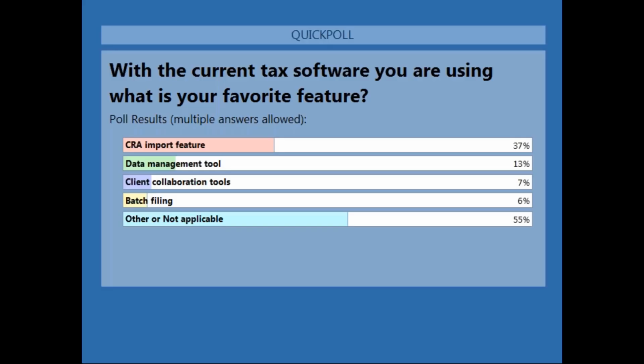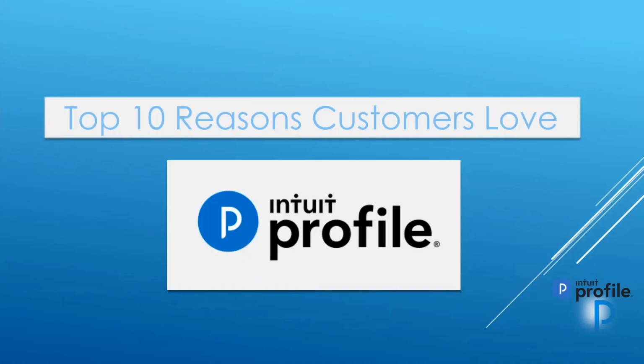Do you see the results, Jeffrey? We see that the favorite feature of our participants is 37% CRA import, followed closely by data management, 13% client collaboration tools, and 55% of the folks today don't see any of their favorite features there. Jeffrey, I'm going to need you to unmute yourself and you'll be back on track. There we go. Clicked a few times, but it didn't unmute.